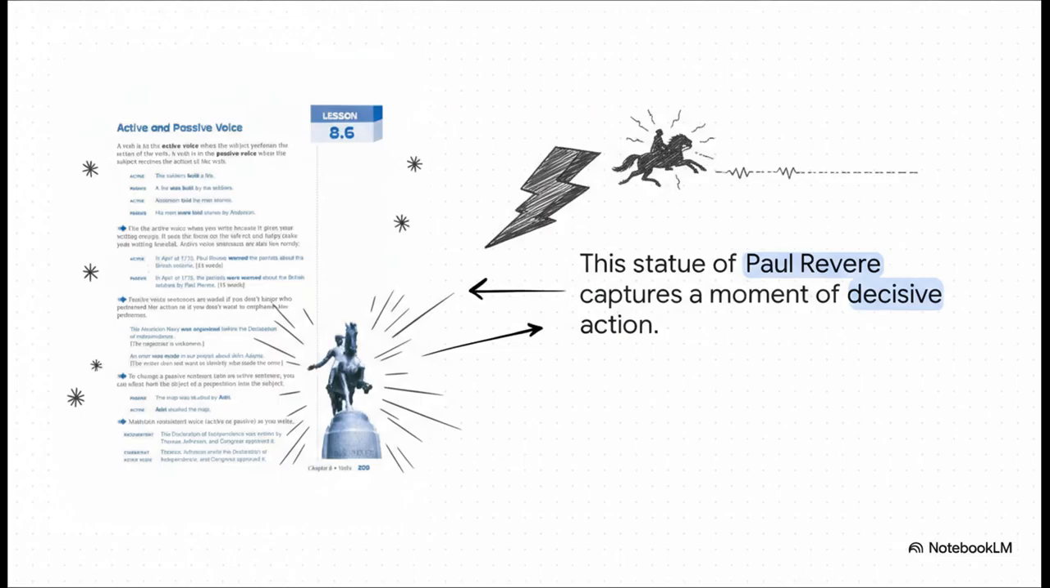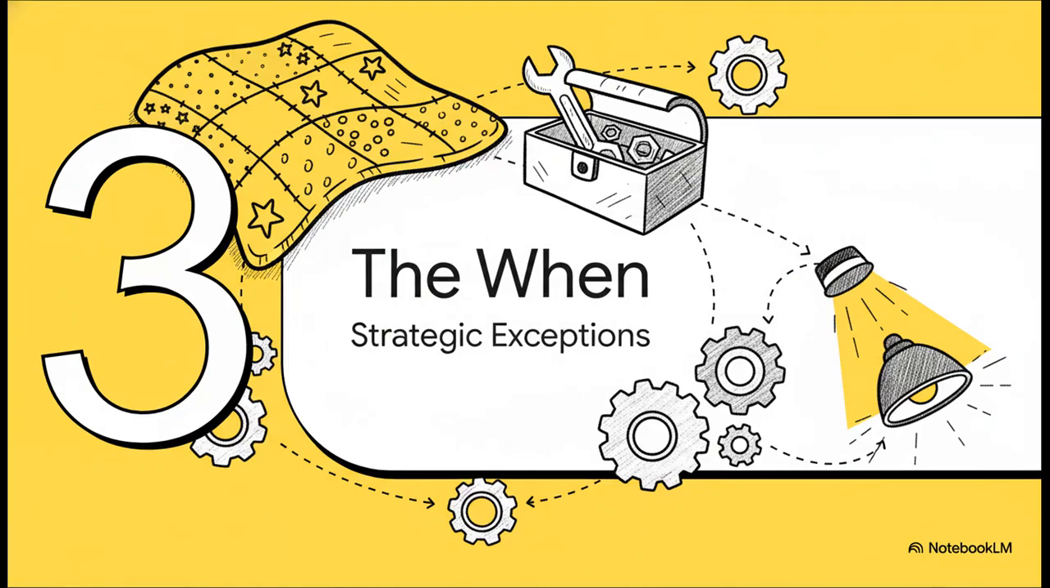You know, this statue, it captures a moment of really decisive action. And that is exactly what active voice does for your writing. The sentence, Paul Revere warned the Patriots, is just as dynamic as this image. It puts the hero of the story front and center, pushing that story forward. But hold on, this isn't a blanket rule. The passive voice isn't bad or wrong. It's more like a specialized tool.